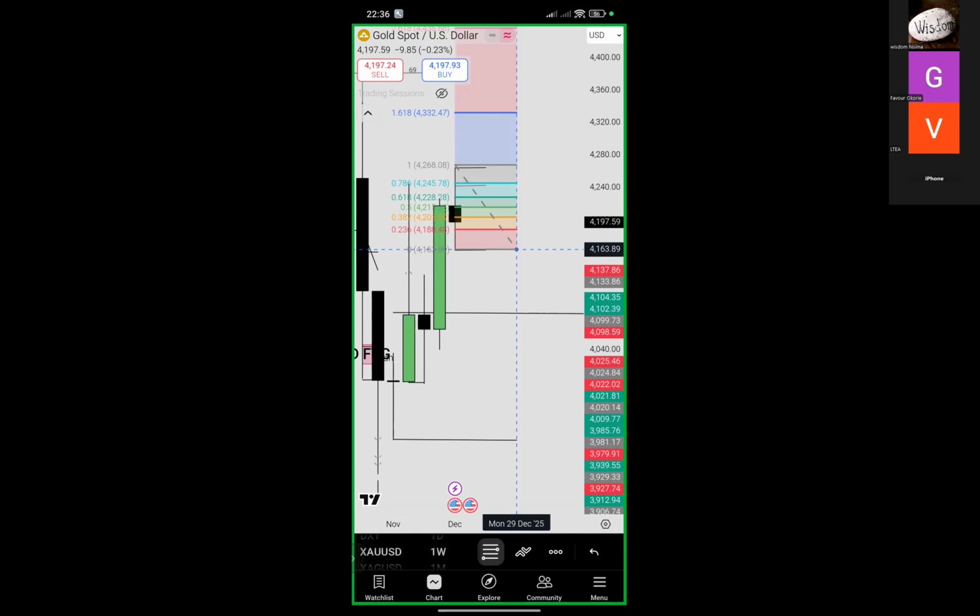So basically, if we are looking for sell, we want price to come to where? Price is in discount right now. Price is in discount. If we are looking to sell, we want price to come to our what? Premium area, right? So now, where will price reach out to?